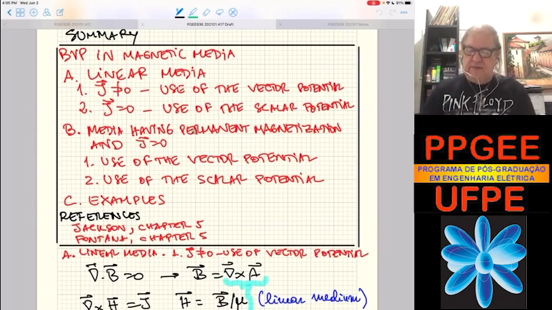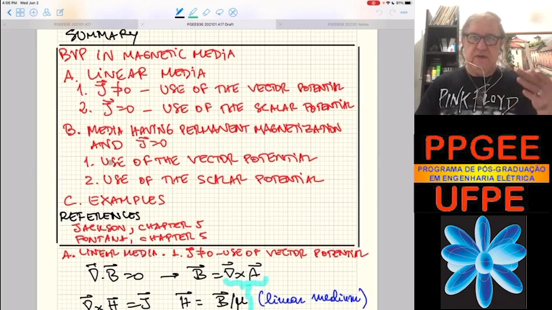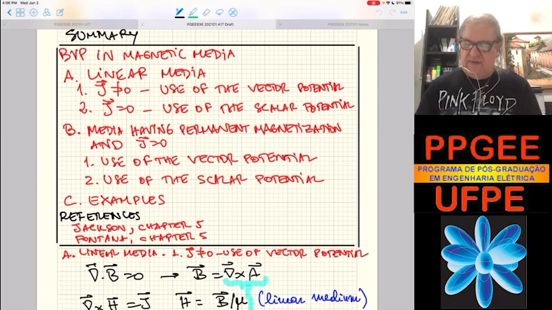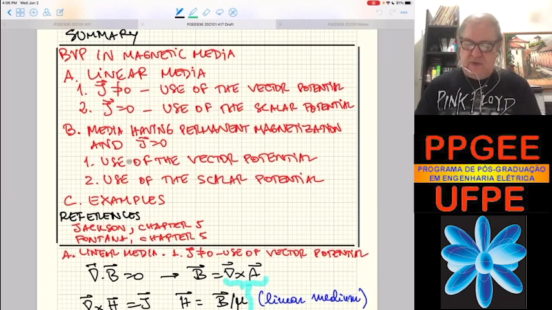Then we're going to consider media having permanent magnetization and J different than 0. Also, as well, use of the vector potential and use of the scalar potential. And we are going to just indicate what happens if J is not equal to 0 for the case of the vector potential. You can use superposition to solve the problem. You cannot use the scalar potential, but you can find the solution for J equals 0 using the scalar potential and make a superposition with the solution for J different than 0.